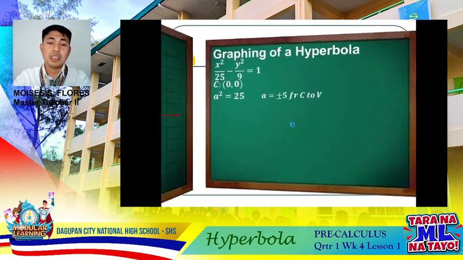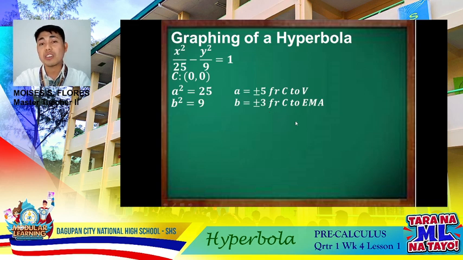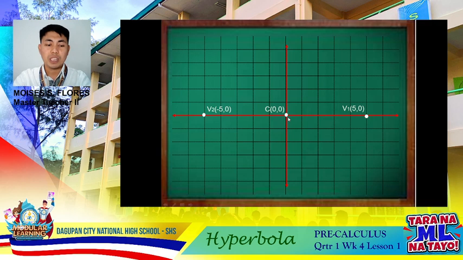Let's proceed. After the major axis, identify our minor axis, which is 9, and then extract it. Positive and negative 3, this means this is the distance from the center to the ends of your minor axis or your conjugate axis. So again, our minor axis is along your y-axis. So that means from the center, what? 3 units upward. There you have it. 3 units downward. There you have it.